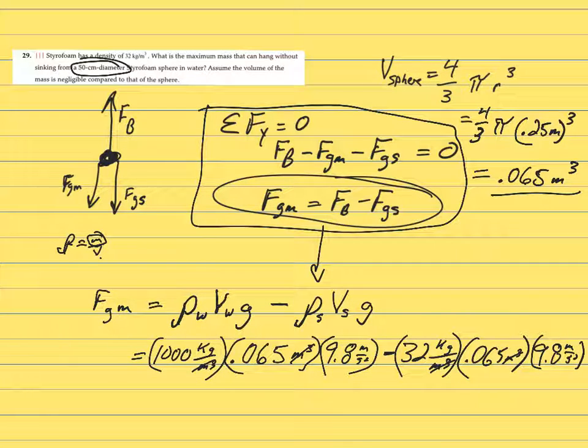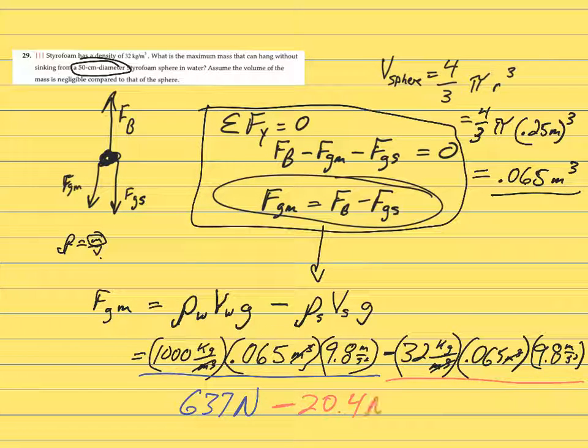So remember, why did these things turn colors on me? I've got a blue and I have a red. You've got to do those numbers first. So the blue side is going to be 637 newtons. Remember kg times meters per second squared. The red side is going to be 20.4, but it needs to be subtracted off. The only way you can subtract is if they're like units. And you're going to get 616.6 newtons. But they want to know mass.